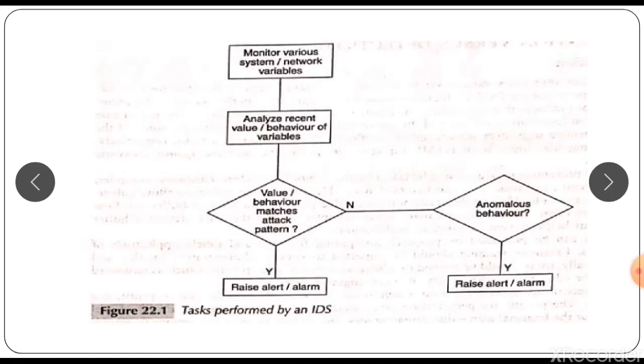Just go through this figure. Here the system will monitor various system and network variables, and then it will analyze the recent value and behavior of the variables. Based on this, it will check whether the value or behavior matches any attack pattern. If yes, it will raise an alert or alarm. Otherwise, it will check whether it is anomalous behavior. If yes, then it will raise an alarm.